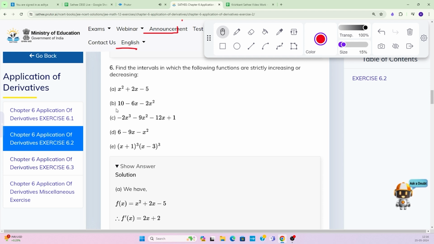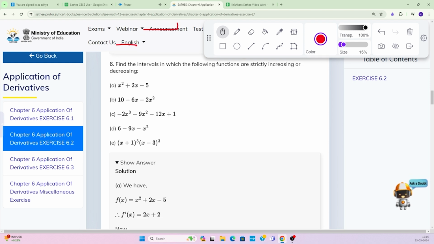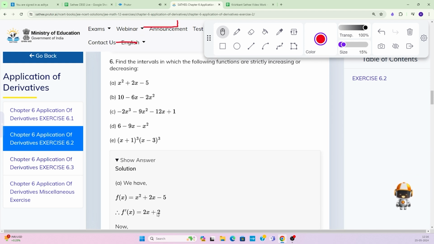So the derivative will be 2x plus 2. Now, when will it be positive? As you can see, the derivative is 2x plus 2, and it will be positive for x greater than minus 1, and negative for x less than minus 1. So the increasing interval will be x greater than minus 1.